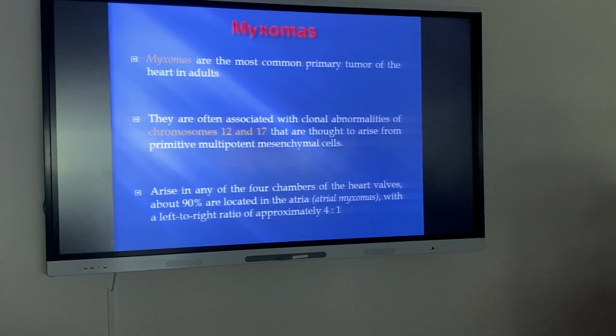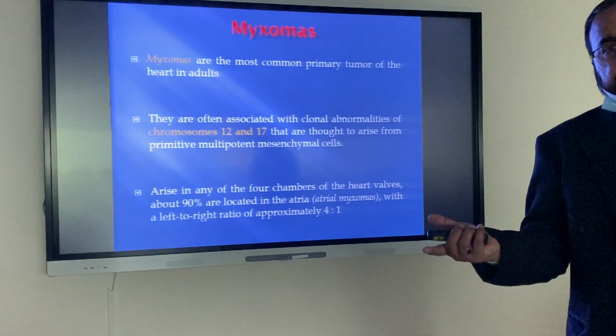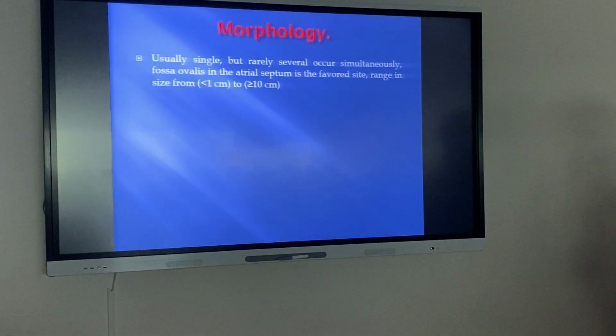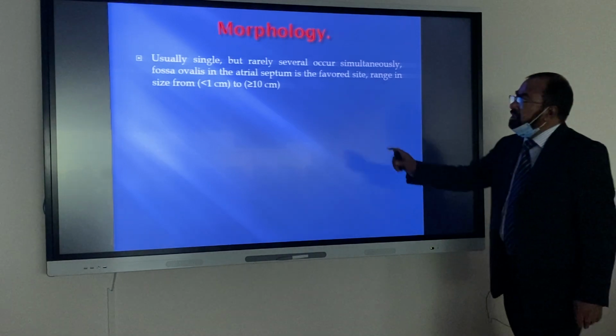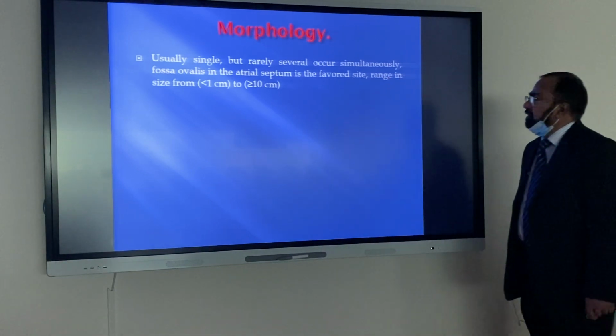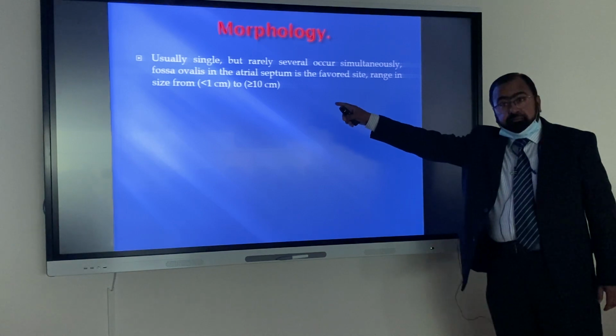So if we ask a question about a tumor present at 40 years of age with an atrial tumor, it is myxoma. Morphology: usually single, one myxoma, but you can have multiple ones if they are small. They are usually seen at the fossa ovalis in the atrial septum. Size is from less than 1 centimeter to 10 centimeters. So big.